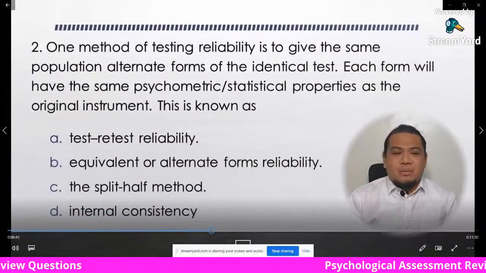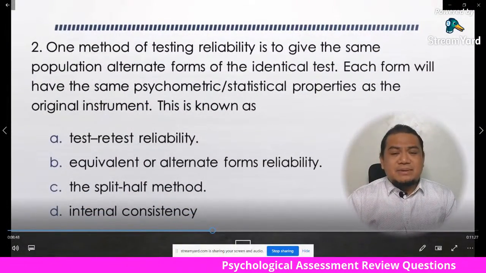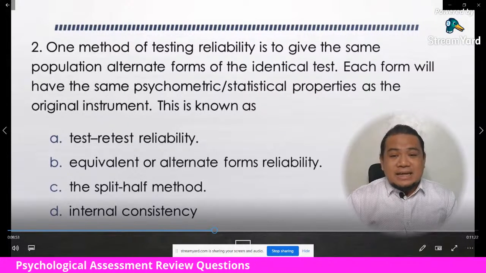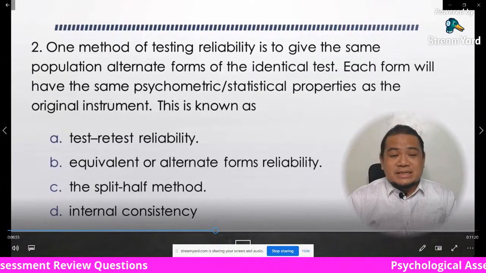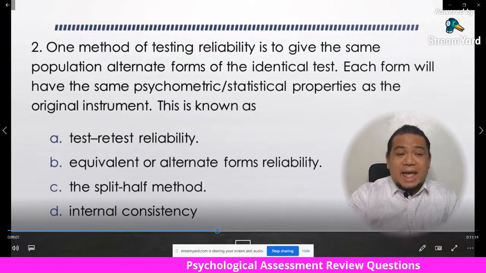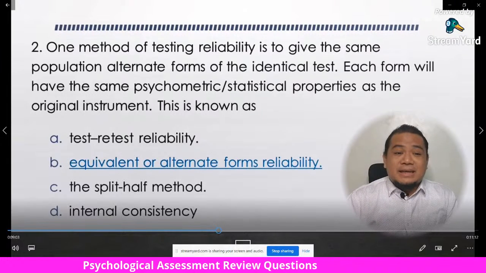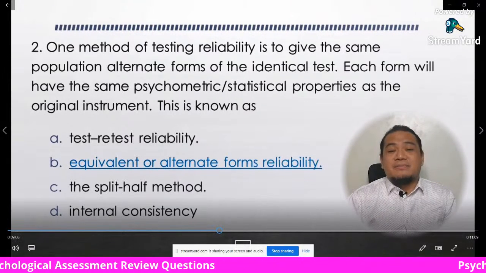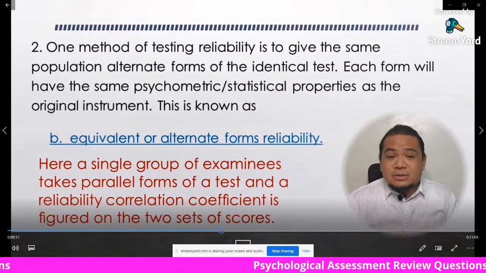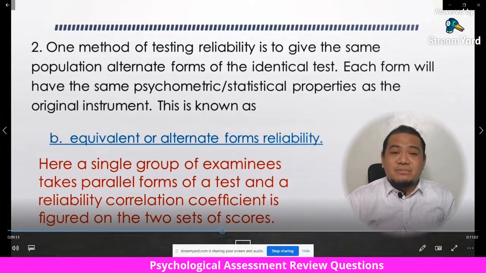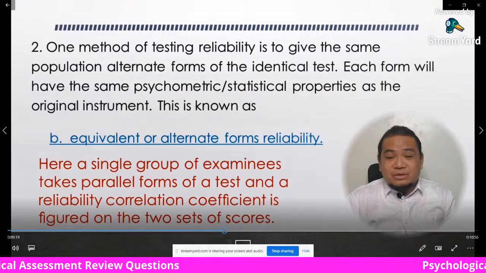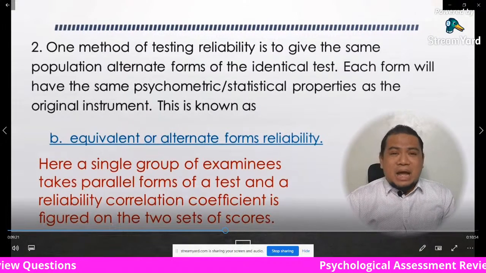Number two, one method of testing reliability is to give the same population alternate forms of the identical test. Each form will have the same psychometric statistical properties as the original instrument. This is known as letter B, equivalent or alternate form reliability. Here, a single group of examinees takes parallel forms of a test and a reliability correlation coefficient is figured on two sets of scores.